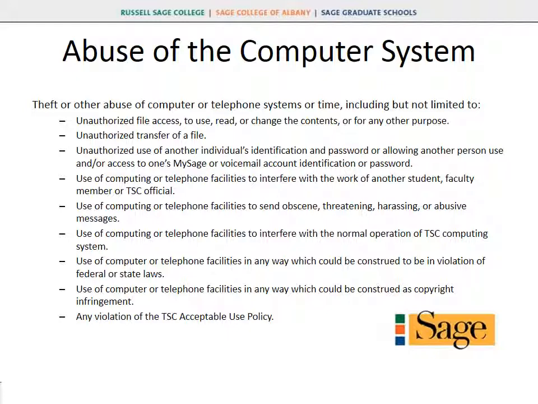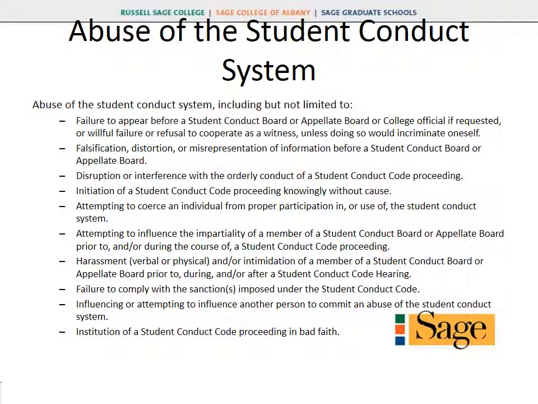Again, you can read the full Sage College's acceptable use policy in the student handbook at sage.edu/student-handbook. Abuse of the student conduct system, including, but not limited to, failure to appear before a student conduct board or appellate board or college official if requested, or willful failure or refusal to cooperate as a witness unless doing so would incriminate oneself. Falsification, distortion, or misrepresentation of information before a student conduct board or appellate board.